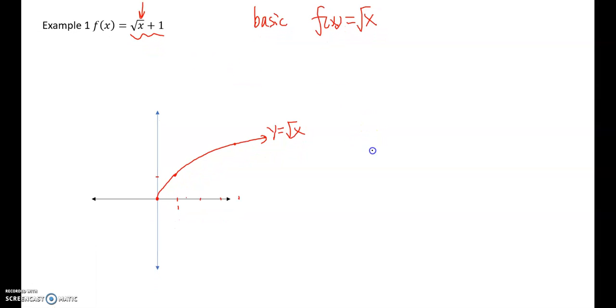So adding 1 means shift the graph 1 unit upward. So we're going to take the entire graph and shift the graph. The way to do it, you can look at the 3 points we had previously. So move this point up 1 unit and move this point. Notice the original 0 is moved to 1.